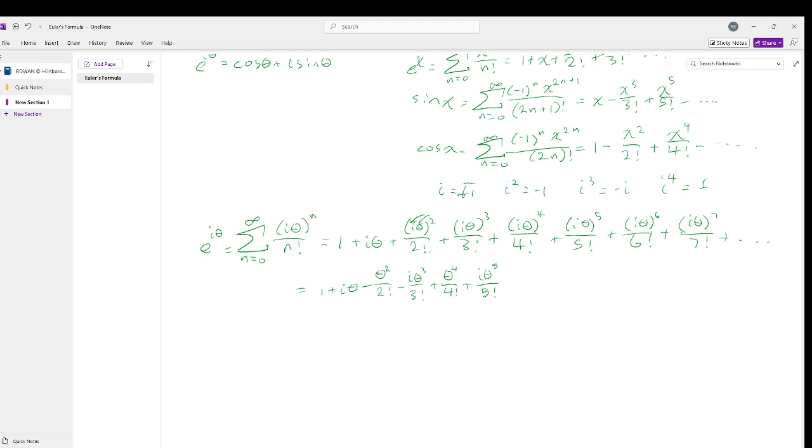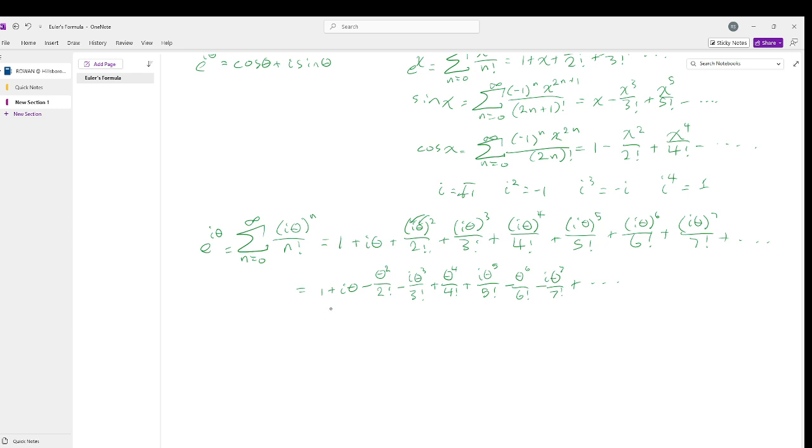And now we're just going to get the same pattern again, because we'll have pretty much an i squared and an i to the 4th here multiplied by each other, which will just give us negative 1. And so we get minus theta to the 6th power over 6 factorial, and then minus i theta to the 7th power over 7 factorial. And that pattern will just keep repeating.